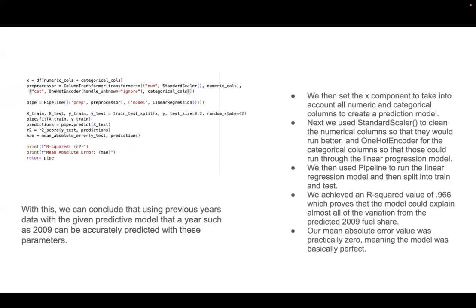And then we did split it again, and then we achieved an R squared value of 0.966, which proves that the model can explain almost all the variation from the predicted 2009 fuel share. And our mean absolute error was basically 0, so it ran perfectly.